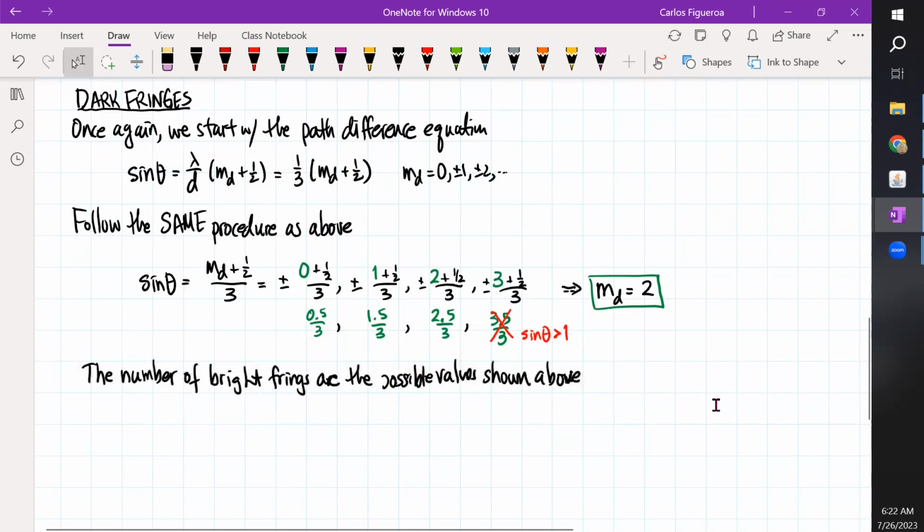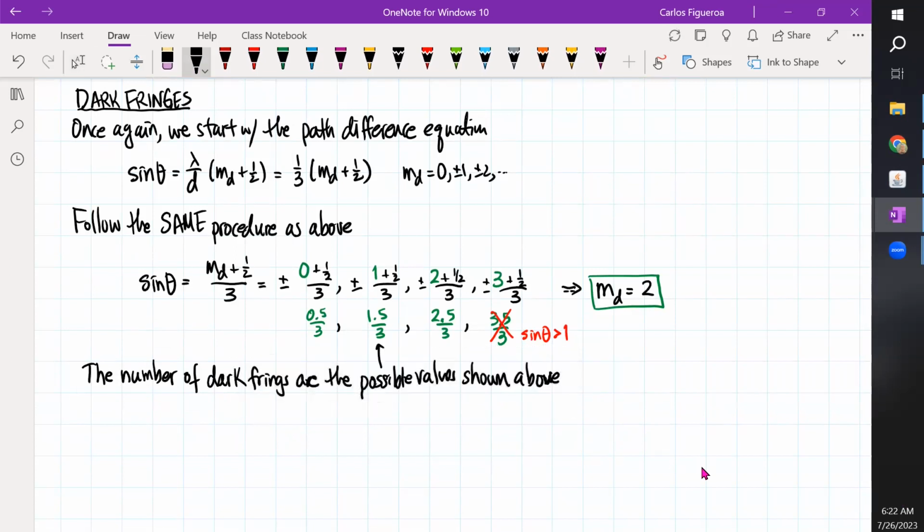instead of bright fringes, these are dark fringes, right? These are the dark fringes. So when I'm looking at this thing, what are the possible values? Here are the possible values. So then we go, the number of dark fringes looks like this.